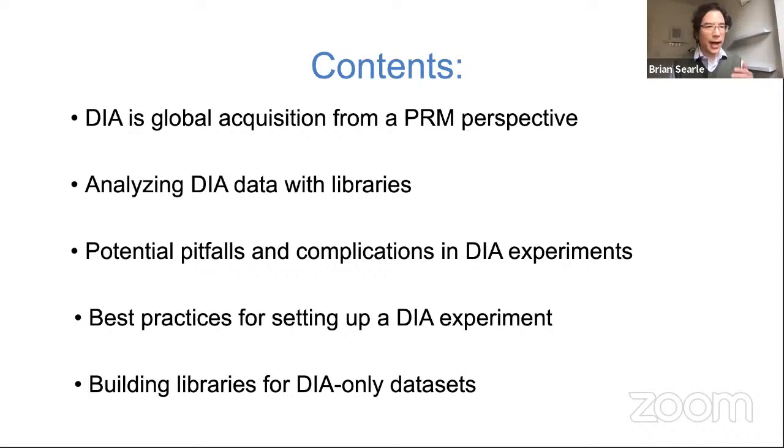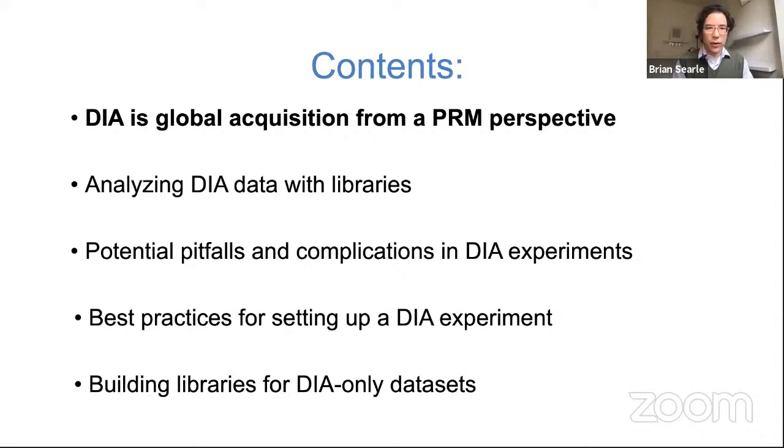Then we're going to talk about how we're going to analyze DIA data with libraries, some of the complications around measuring DIA data in certain types of experiments. And then we're going to talk a little bit about some of the best practices for setting up a DIA experiment in your lab. And then finally about how we're going to analyze data if we can only acquire DIA data, which is oftentimes the case, and how I frequently am acquiring data these days.